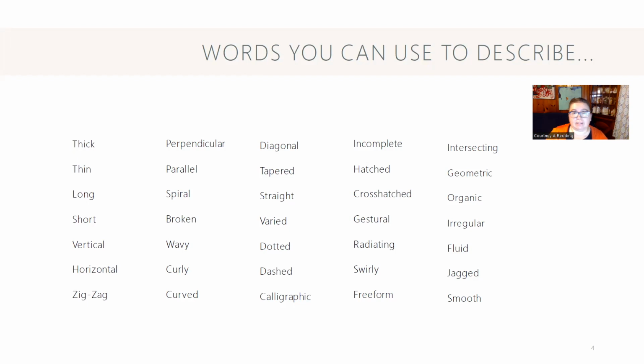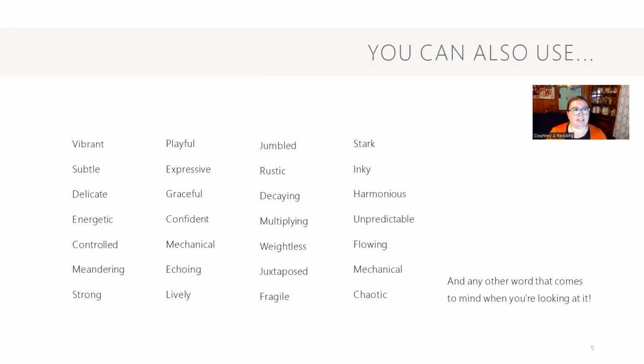All of these could be words that, if you look at a piece that someone has created in class and you're asked to critique, you can say the intersecting geometric crosshatched line makes me feel XYZ. So what I like to do in critique is I start with an element or a principle, I describe it, and then I move into the more emotive side of things.